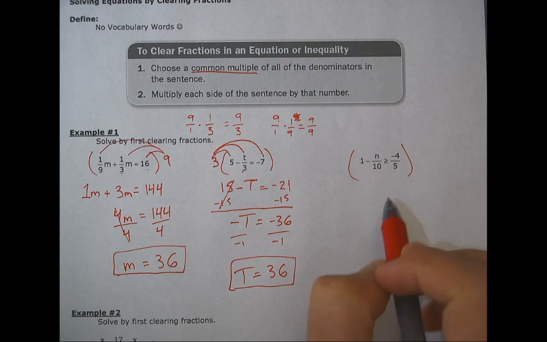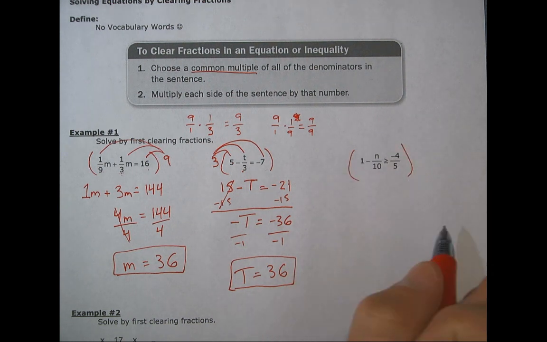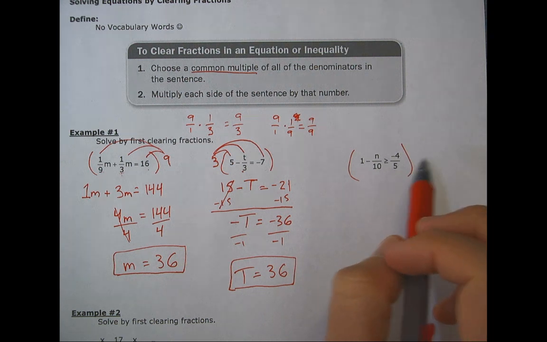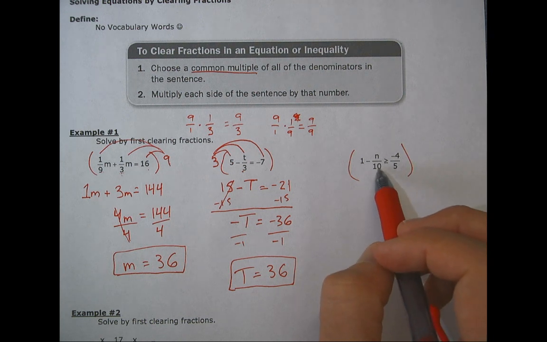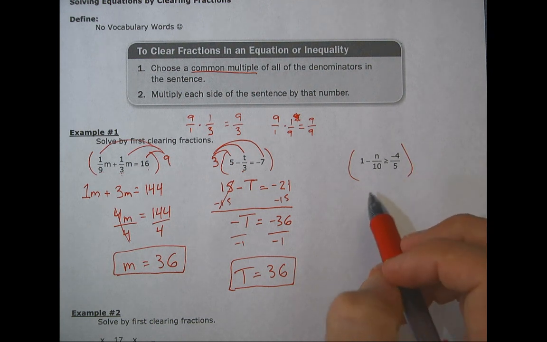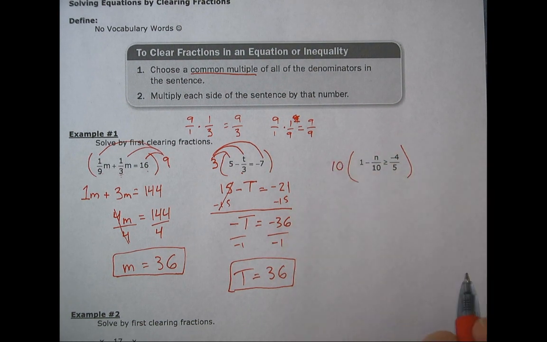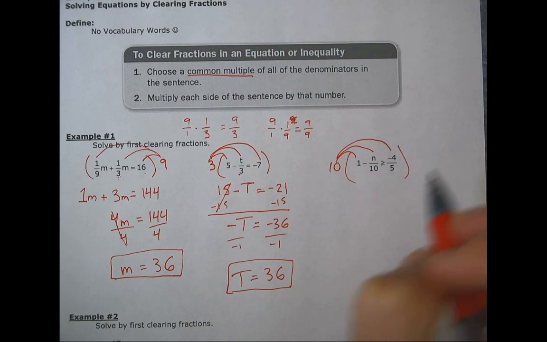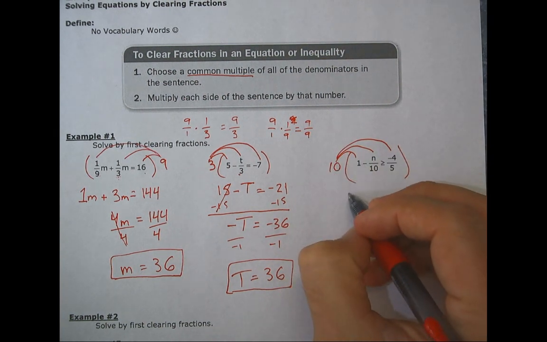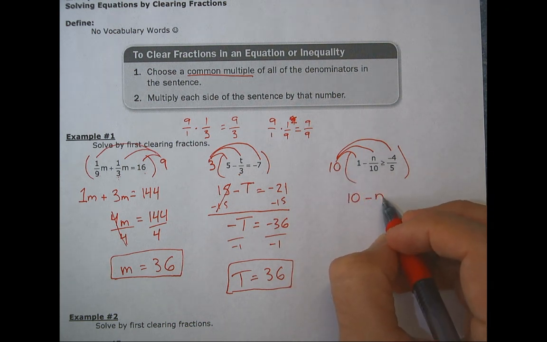Got a 10 and a 5. So one common multiple would be 50. You could multiply this by 50 and it would clear out the fractions. You could multiply it by lots of different numbers, 40 and 30 and 20. All of those can fit 10 and 5 into them evenly, but the smallest number that they both fit into is 10. So that's the best number. The other ones will still get you the right answer, though. That's important to realize. So 10 times 1 is 10, minus. When you multiply it and it has the same denominator, they just cancel, so it's just minus n.